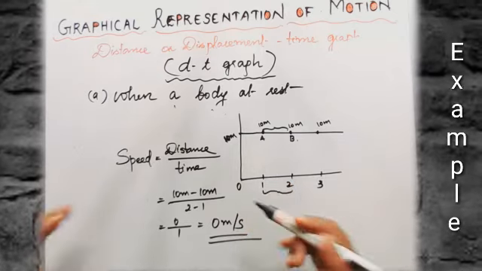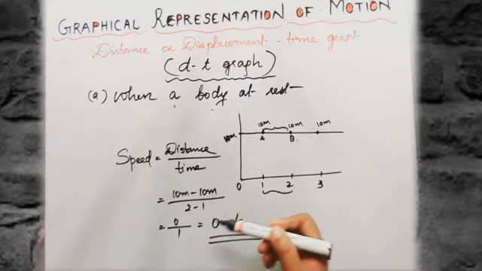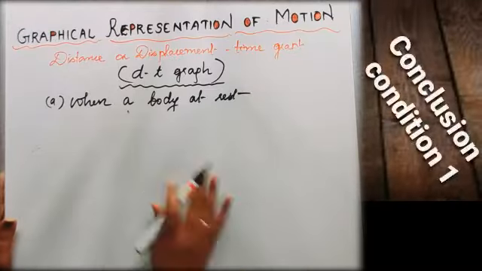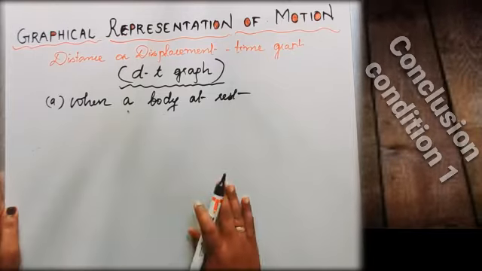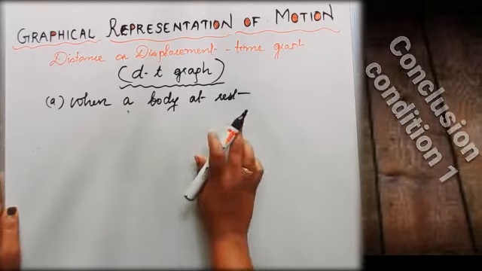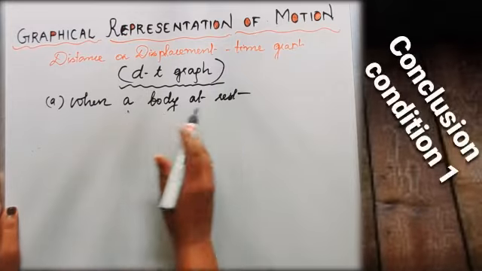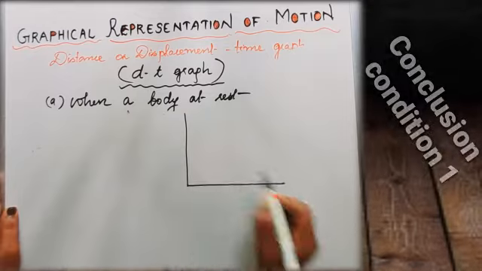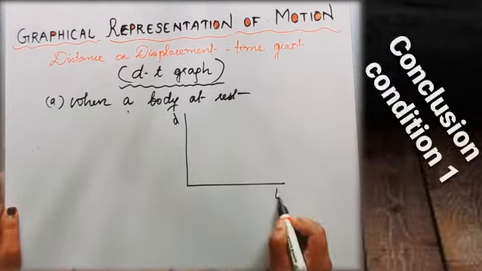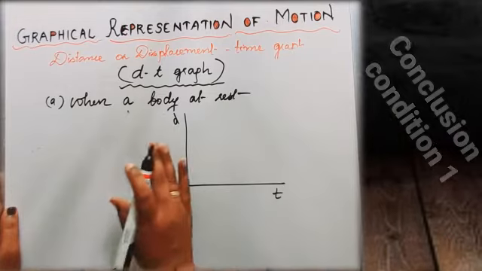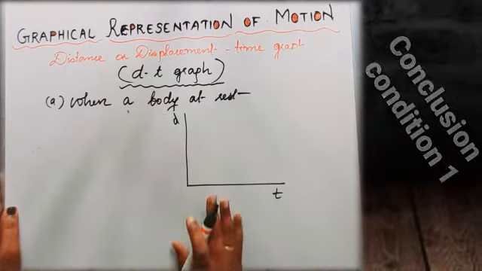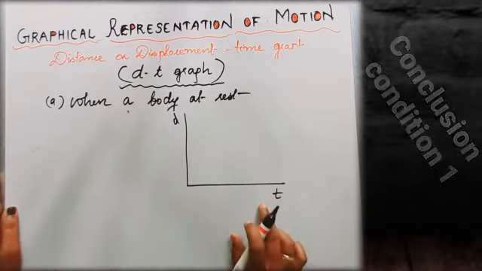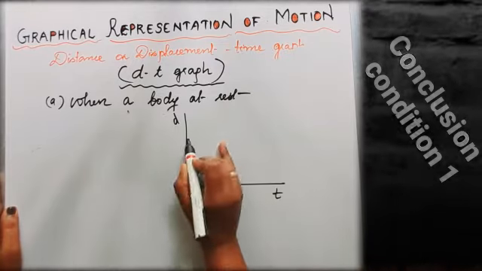Okay, so like this you have to find speed from the graph. From the example we had done, we can understand when the body is at rest, which kind of graph we will get. Through an example I explained which type of graph you will get when a body is at rest, with D on the y-axis and T on the x-axis. That time, which type of graph will we get?